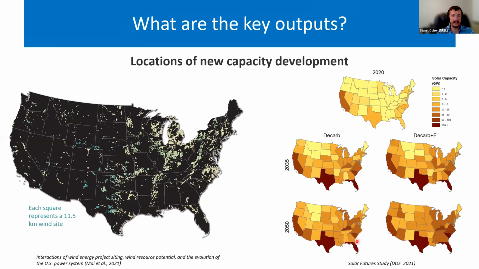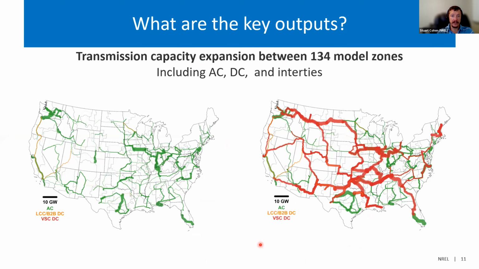In addition to that aggregate build out, we're able to look at the investment decisions at a regional level. So we can understand where these technologies are being built, not only at what time. And then we can look at transmission expansion as well. This is a little bit more detailed look, not the straight line representation of our transmission system.